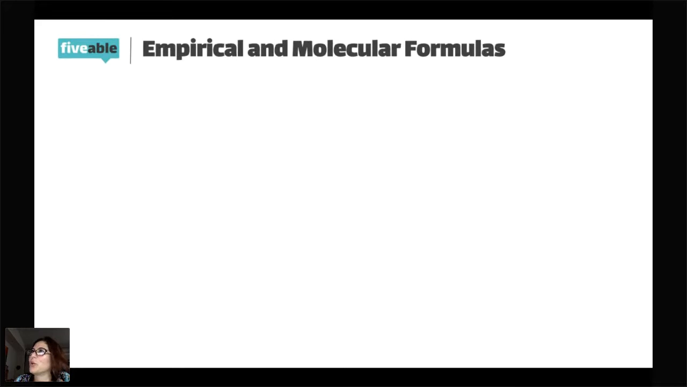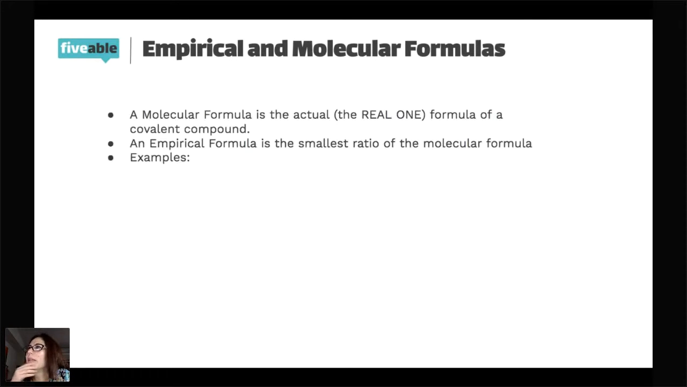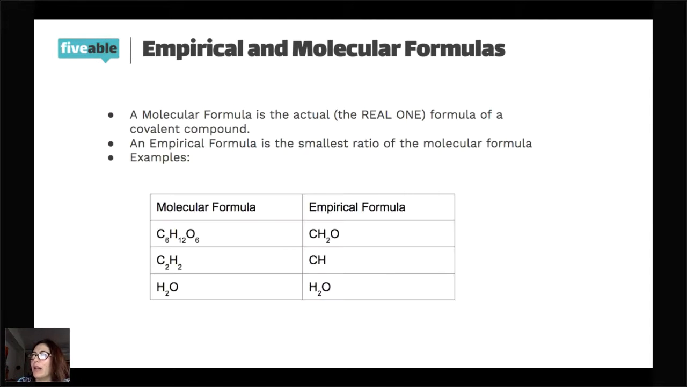Okay, so now we're going to go next to the definition of an empirical and molecular formula. A molecular formula will be the real formula of a covalent compound, and the empirical will be the smallest ratio. For example, we have glucose again, and the smallest ratio would be if we divide all the atoms by 6, we will have this ratio. We have ethene, we have water, and yes, sometimes we have the same molecular as empirical formula.